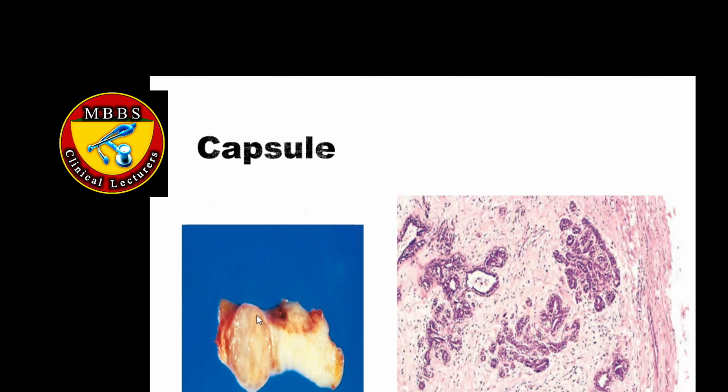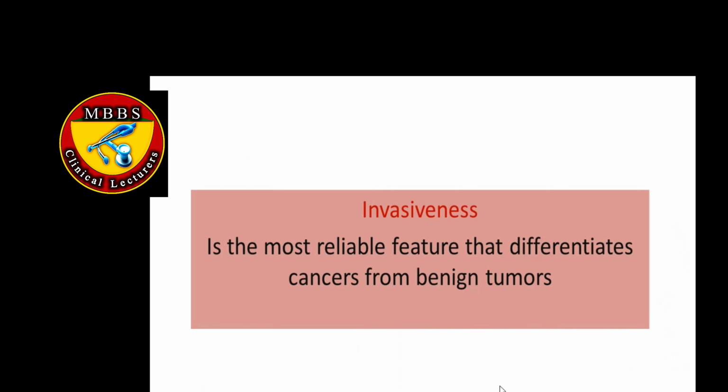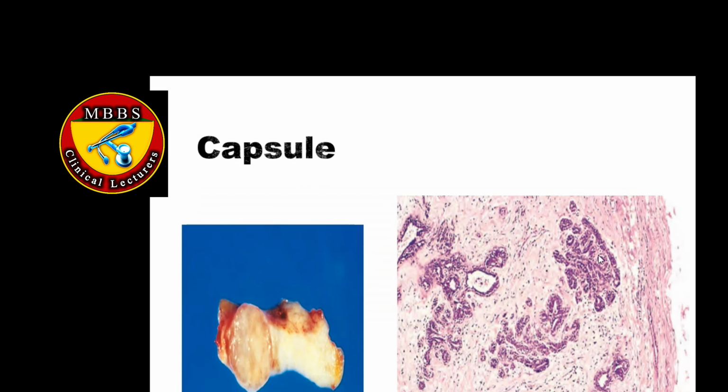Now this is a capsule. As you can see, this is a tumor and it has a fibrous capsule. This is a fibroadenoma of the breast, and this is the breast tissue and the tumorous tissue. But see the fibrous capsule that is surrounding this tumor. This is a benign tumor of the breast, and it is surrounded by a fibrous capsule. So this is a microscopic depiction of the capsule.